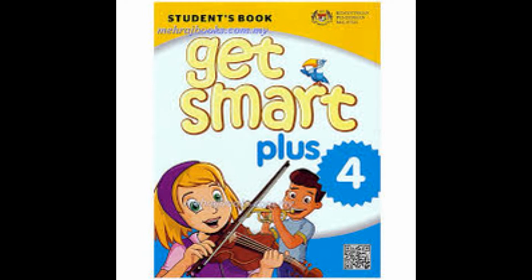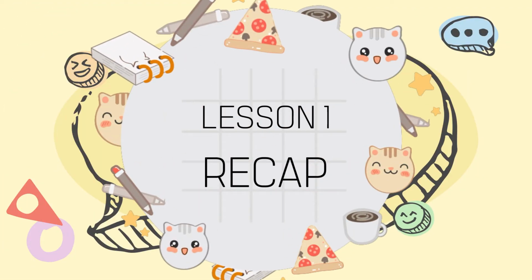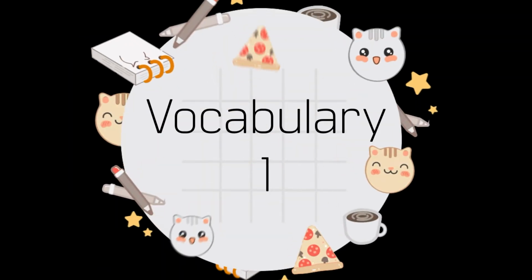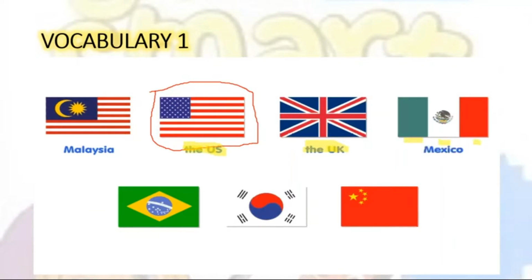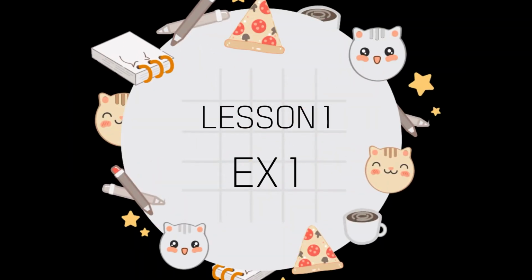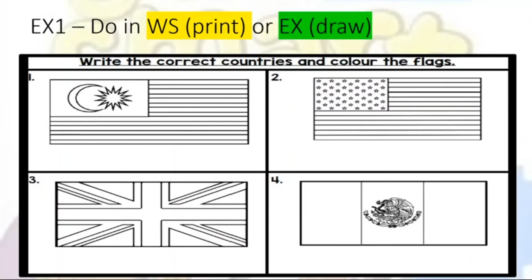Okay, so let's start our lesson today. There are 7 flags here. This is Malaysia flag. This is the US. The next one is the UK. The 4th one, this is Mexico. Number 5, this one is Brazil. Okay, the next one, it's Korea. And last but not least, this one is China. Do it in your EX or WS.